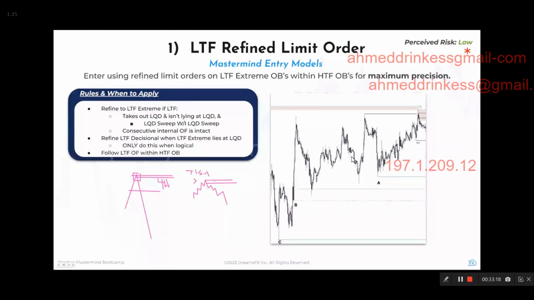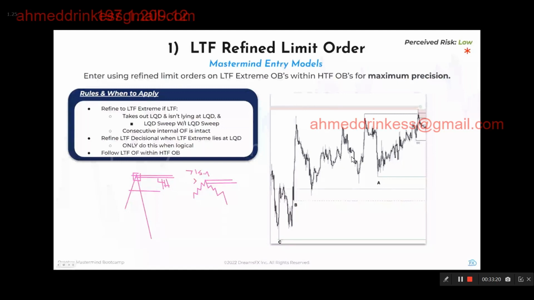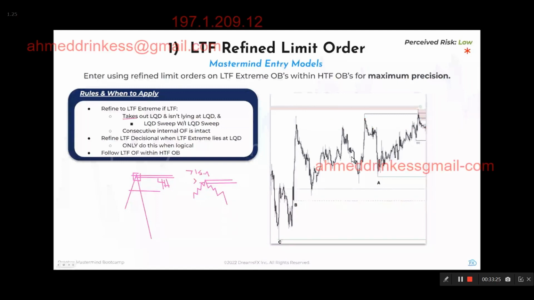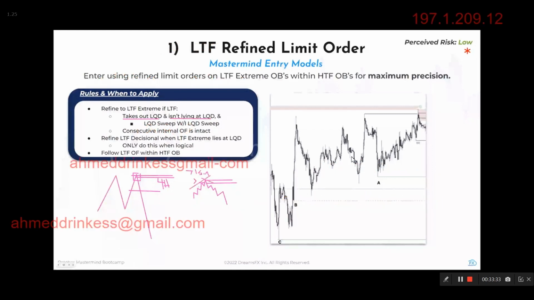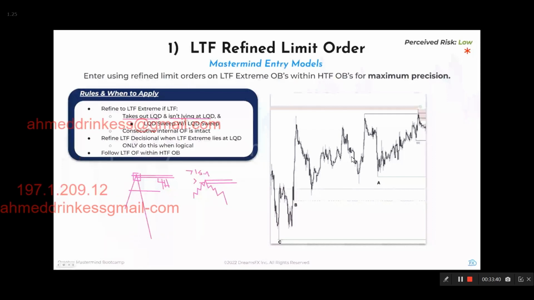Using extreme refinements, very high probability, right? Make sure that your extreme order block takes out liquidity and it isn't lying at liquidity. If your extreme over here, let's say, is lying at equal highs, guess what? It's not going to work. Okay, it's not going to work. You want to make sure it's following order flow. Following order flow is very important. It doesn't have to, but if it does, all the better.